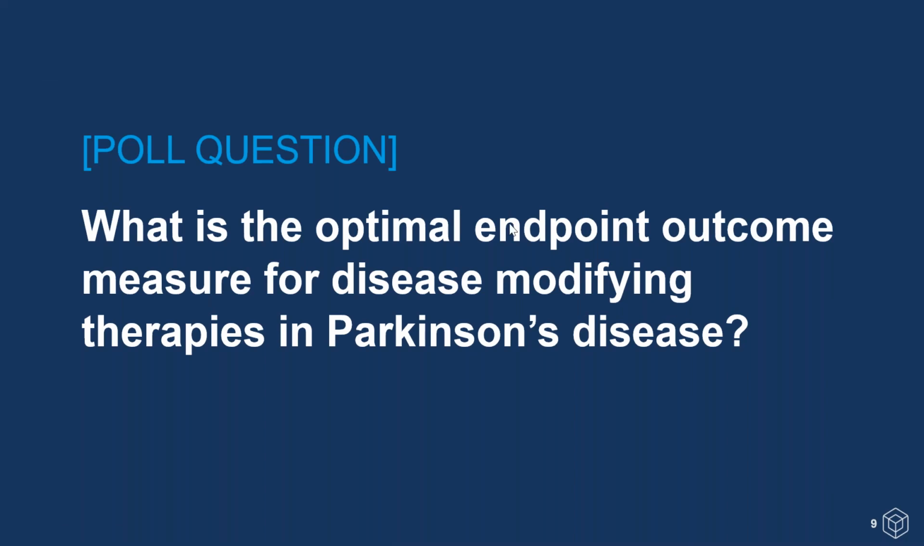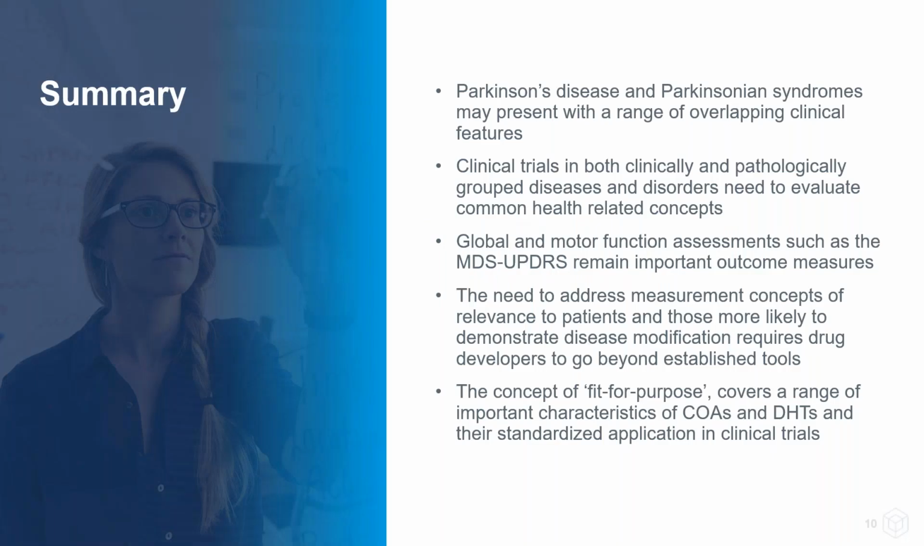Thanks again, Ryan. So in summary then, in Parkinson's disease and Parkinsonian syndromes, we know that they present with a range of overlapping clinical features. This means that clinical trials in both clinically and pathologically grouped diseases and disorders need to evaluate this underlying set of common health-related concepts. Global and motor function assessments such as the MDS-UPDRS remain important outcome measures, but there's also this need to address measurement concepts that are of relevance to patients and also may be more likely to demonstrate disease modification. And this requires drug developers to go beyond some of these established tools.